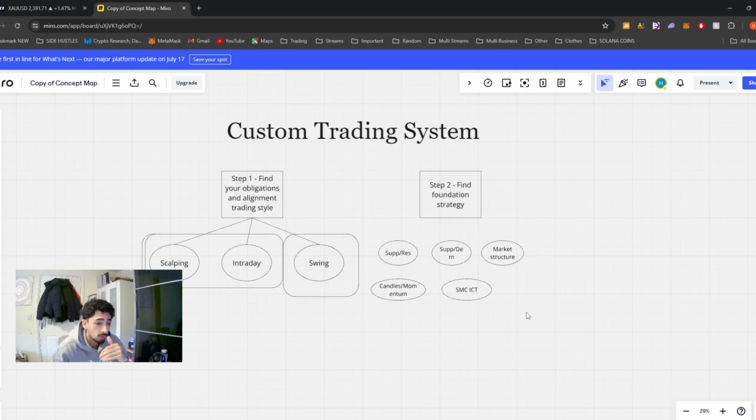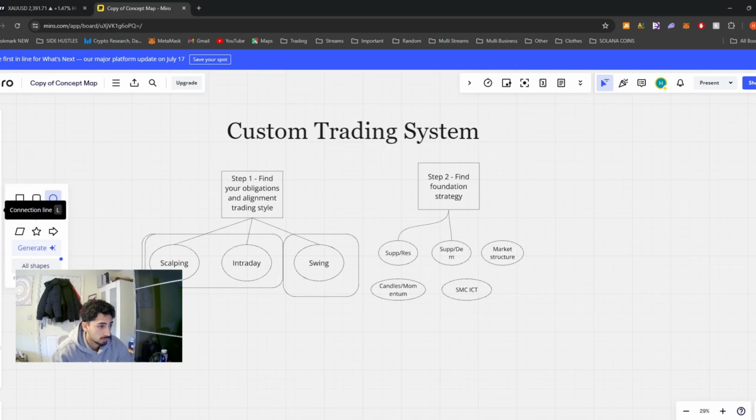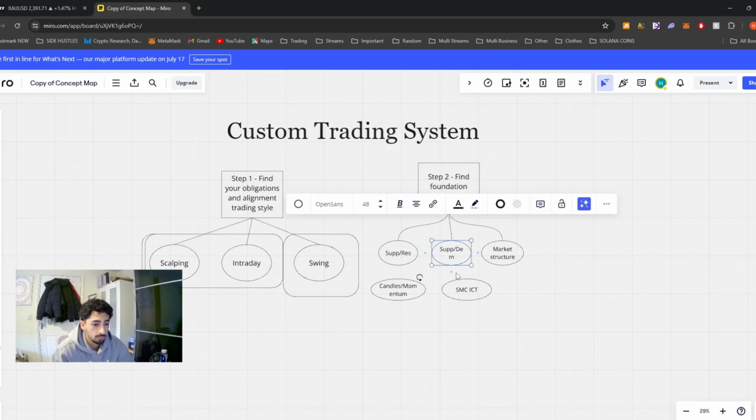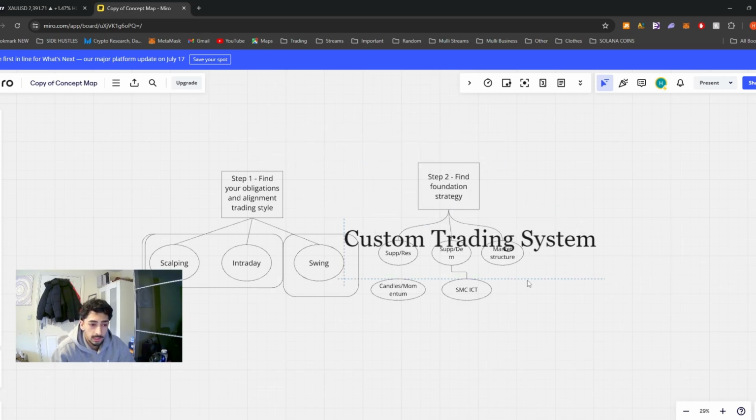And then get the main blueprint from them on what their strategy is. We need that foundation from them. Now, whatever their strategy is, I can't be asked to draw every single line, but you get the gist. I'll draw a few. Whatever their strategy is, you want to use this to your advantage.